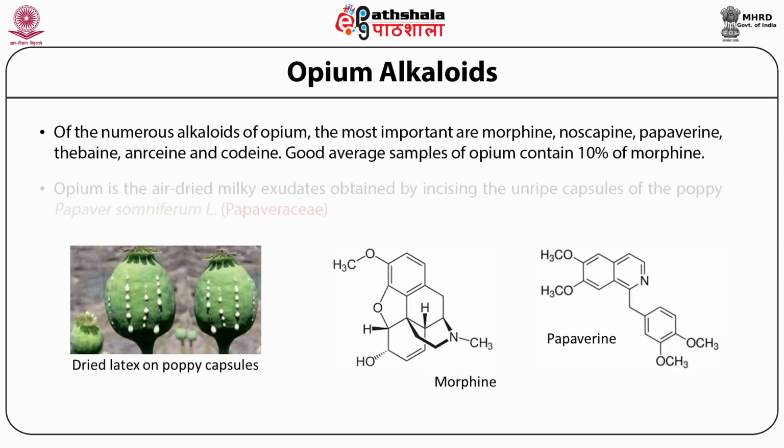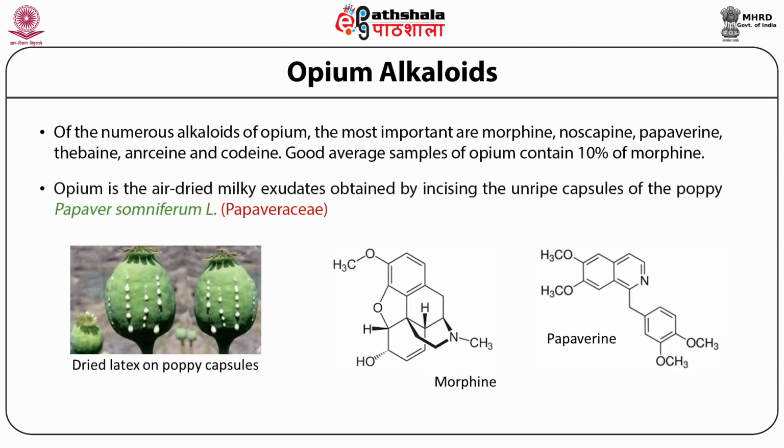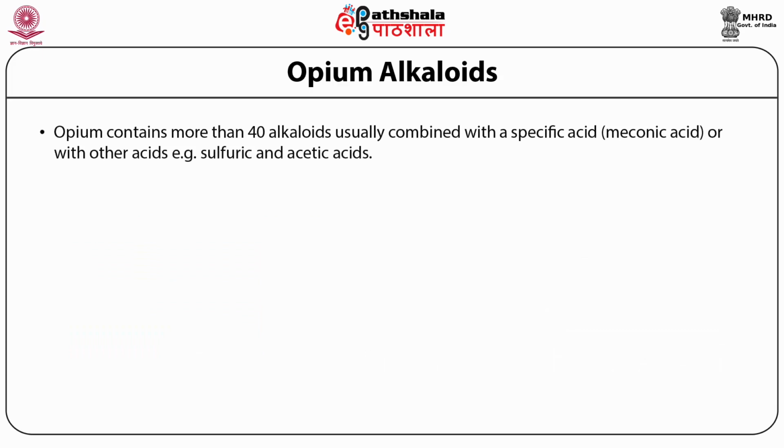As we understand, opium is the air-dried milky exudate from the incisions on the unripe capsules of poppy, Papaver somniferum, family Papaveraceae. Opium contains more than 40 alkaloids, which are usually combined with specific acids like meconic acid or other acids like sulfuric and acetic acid.